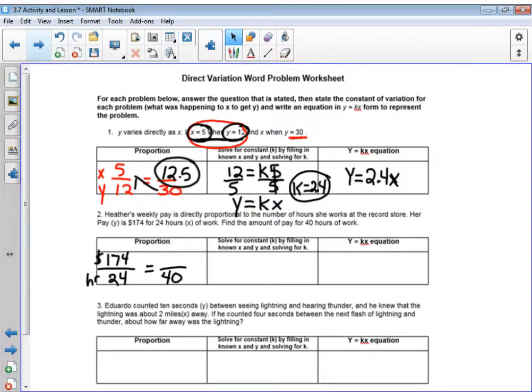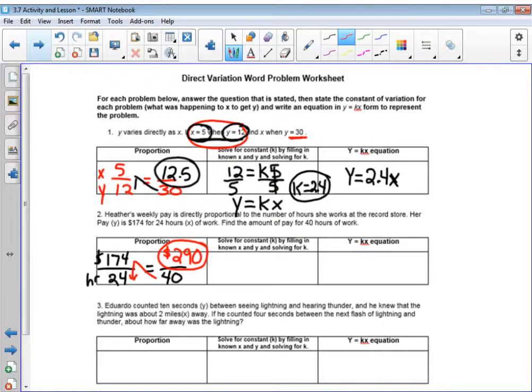So now we'll go ahead and cross multiply, divide. So 40 times 174, and obviously this isn't the only way to solve it, but I wanted you to work proportions, reviewing what we've learned previously. So 40 times 174, and divide that by 24, gives us $290. So she's going to get $290 for that 40-hour week. The next part, solve for the constant k by filling in the known x and y. So I like to use the one where they've already given me that, just in case I made a mistake in my proportion answer. I shouldn't get the second one wrong if I use the information that they gave us.